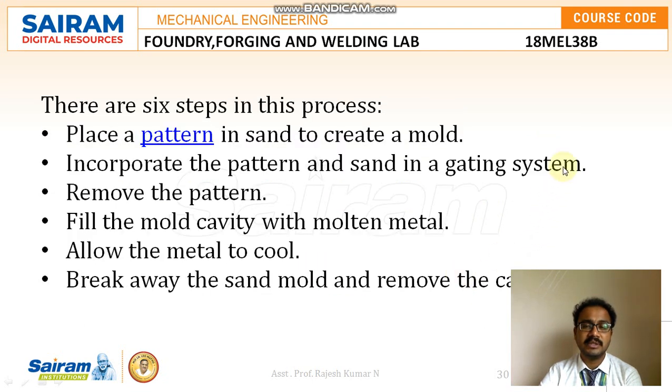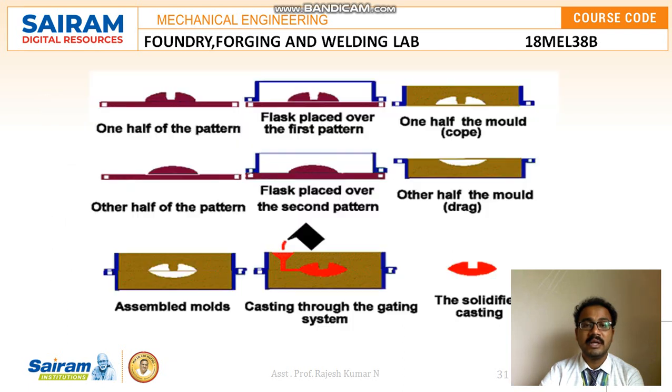There are 6 steps in this process. First, we place a pattern in sand to create a mold, incorporate the pattern and the sand in a gating system, and later remove the pattern. Once the pattern is removed, we fill the mold cavity with molten metal, allow the metal to cool naturally, break away the sand mold and remove the casting.